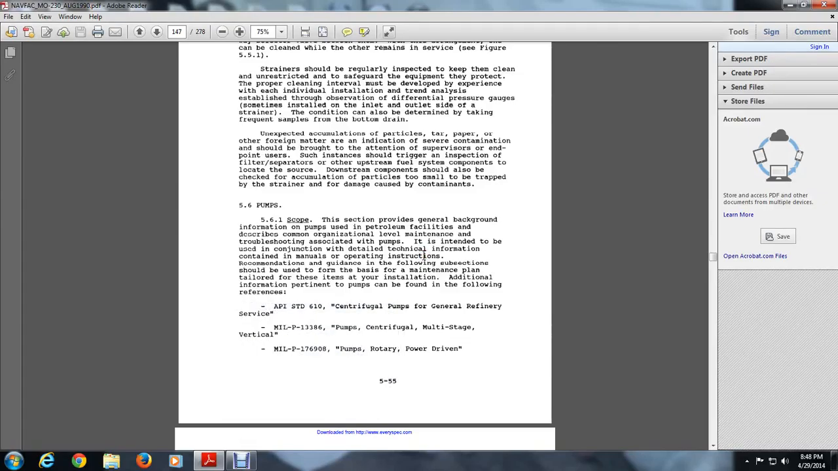5.6 Pumps. 5.6.1 Pumps: Scope. This section provides general background information on the pumps used in petroleum facilities and describes common organizational-level maintenance and troubleshooting associated with the pumps.